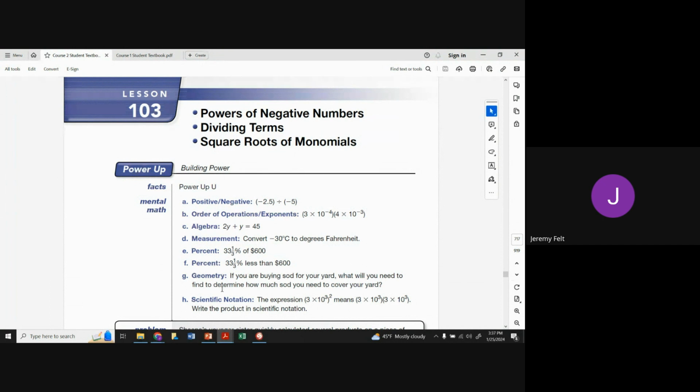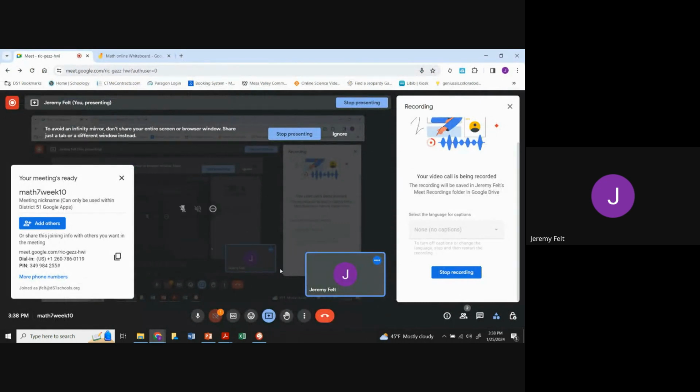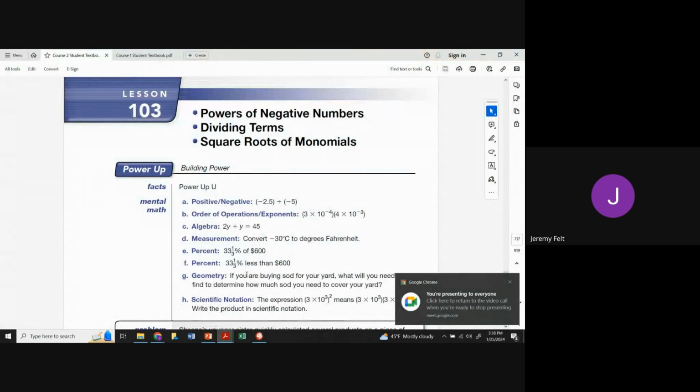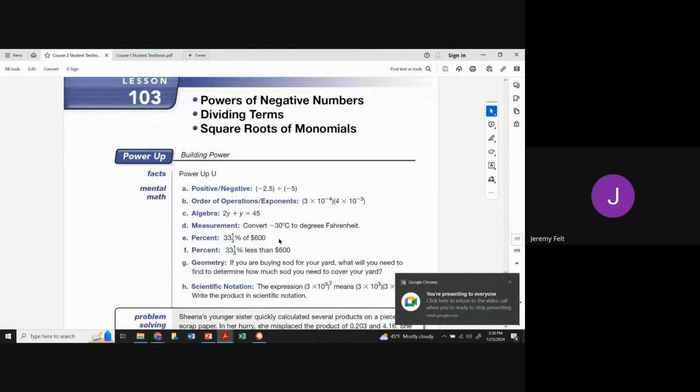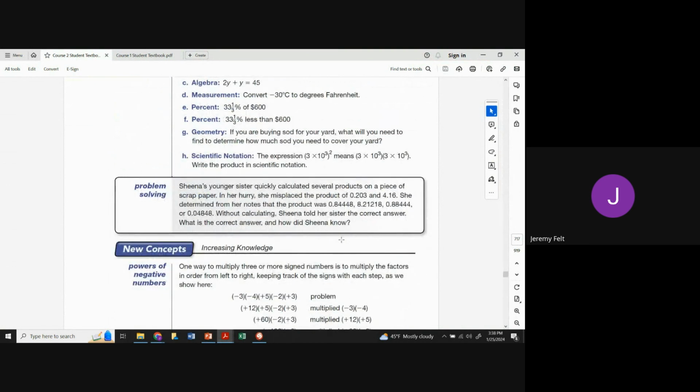So a couple different concepts we're looking at in this lesson. Powers of negatives. Just gonna make sure I'm sharing. Okay, looks good there. So dividing terms and square roots of monomials, or one term polynomials.